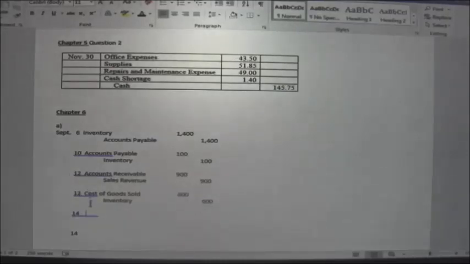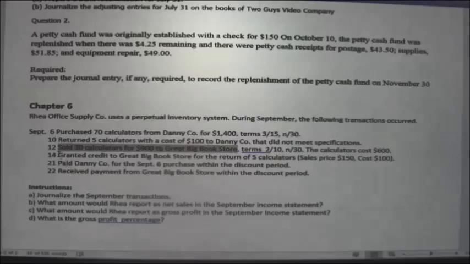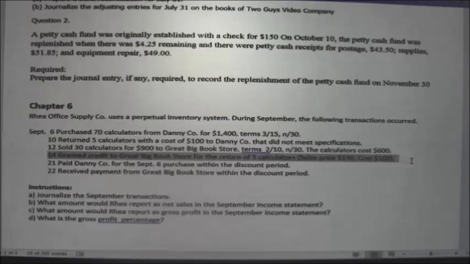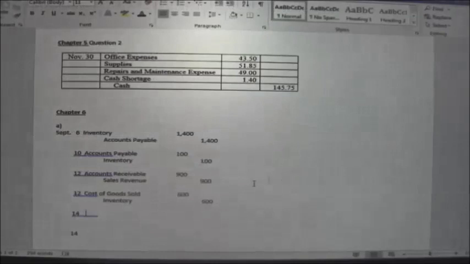No? Okay. September 14th, granted credit to Great Big Bookstore for the return of 5 calculators. It was a sale price of $150, but it cost me $100. So that means I have to record the reduction in the sales in the amount that they owe me. Okay? So to record this reduction in sales, I know that they don't owe me as much, so I'm going to reduce the accounts receivable by $150.